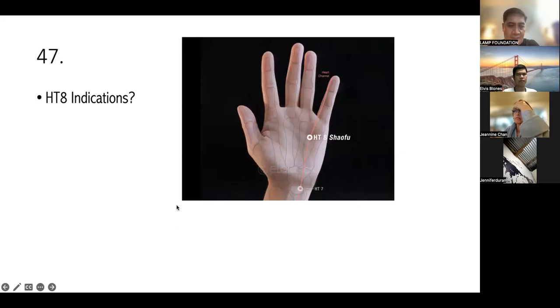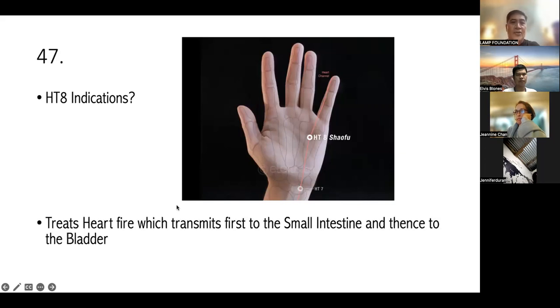What about heartache? Pag may heart problem po, nagpa-palpitation po yung client ko po, Doc. Okay, napakaganda nito to treat heart fire. Obviously, pag nakita mo yung dila niya, pulang-pula. And remember, the partner of the heart is the small intestine. So nagta-transmit siya sa small intestine.